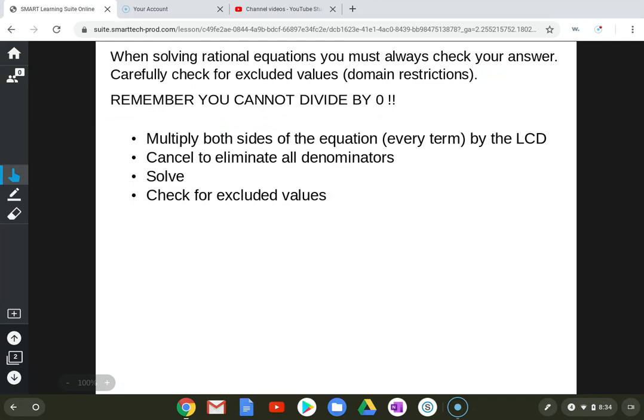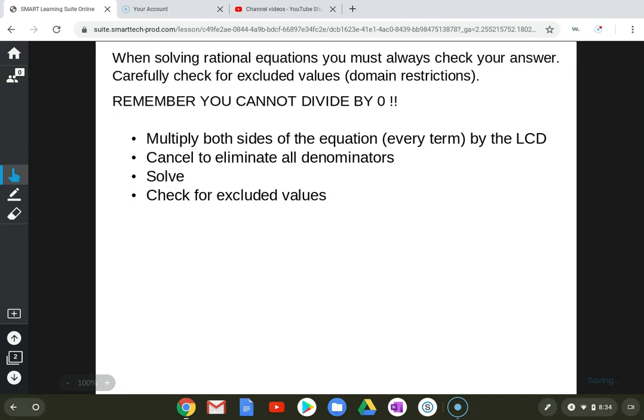When you're solving rational equations, you have to check your answers because it is very common for answers to have what are called excluded values. And so I'll show you how to do that as we progress through the lesson. But just remember, whenever you solve a rational equation, you must check for these excluded values every single time.